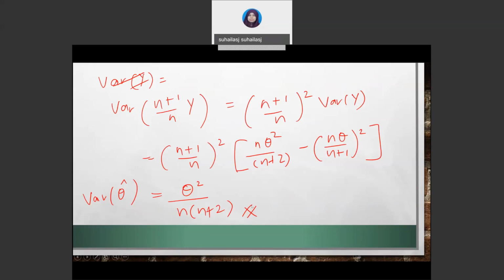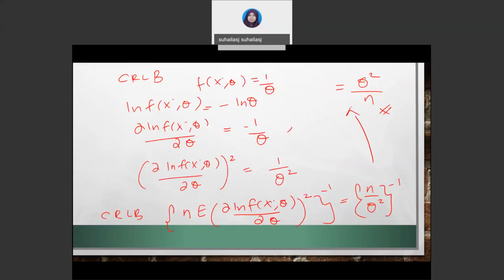Okay. The second, you need to find what is your Cramer-Rao lower bound. We need to compare variance of theta hat with the Cramer-Rao lower bound. So we proceed with the Cramer-Rao lower bound. Since your PDF is just f(x; theta) equals 1 over theta, you take ln and differentiate ln. Okay, so you have minus 1 over theta. Differentiating, that is just minus 1 over theta. Again, you square the value, d ln f(x; theta) over d theta, and then squared, you will get 1 over theta square.